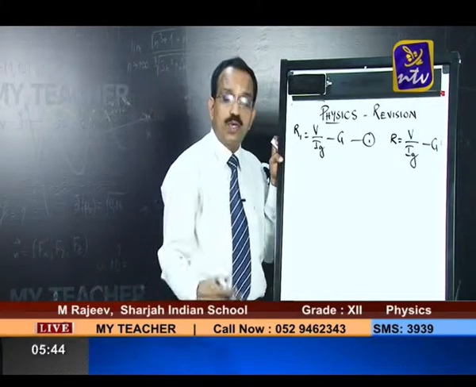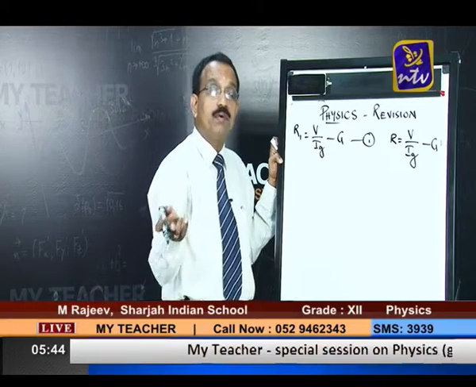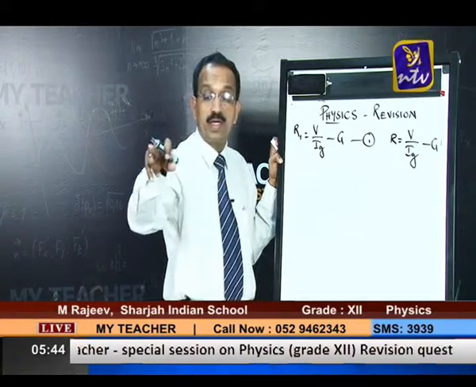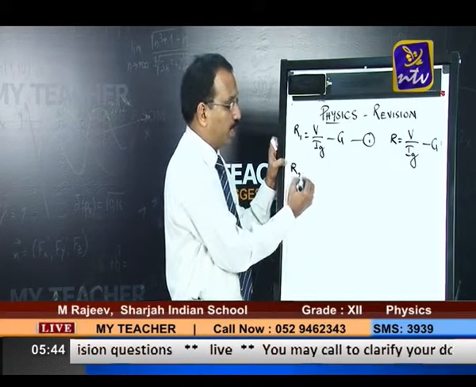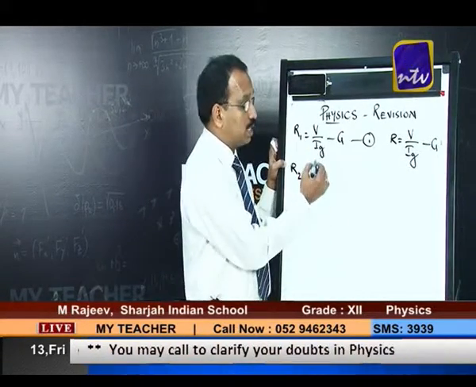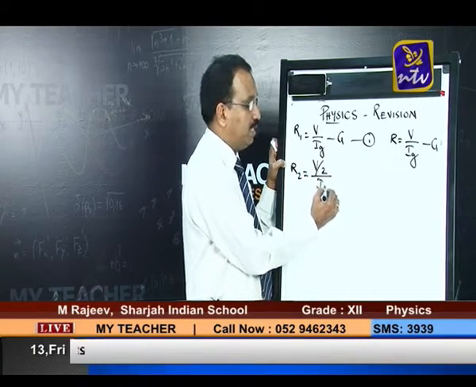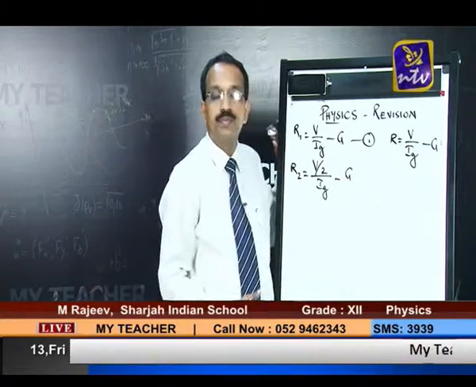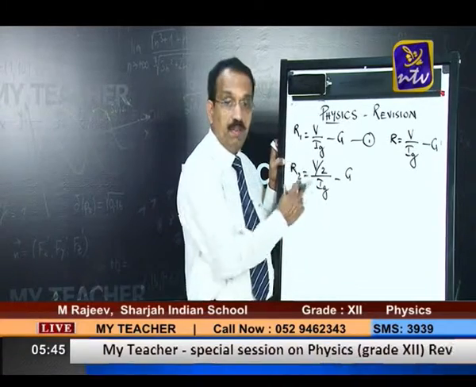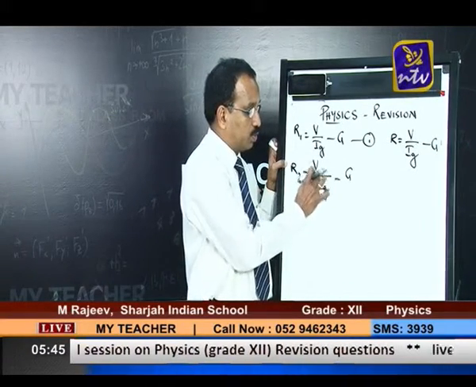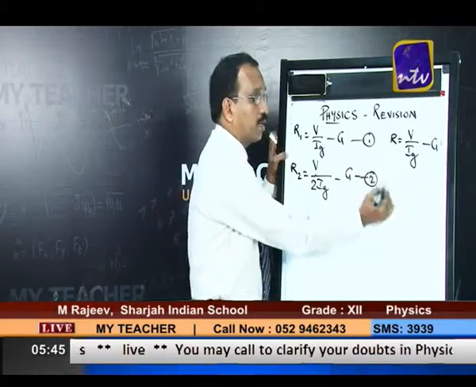Okay, now the second case, what is given? We are converting it into a voltmeter that can read up to V by 2 volts by connecting a resistance R2 in series to the coil. That means in the place of R1, you can now write R2 is equal to, the voltage which it can measure up to is V by 2, so V by 2 Ig minus G. This is the second equation.